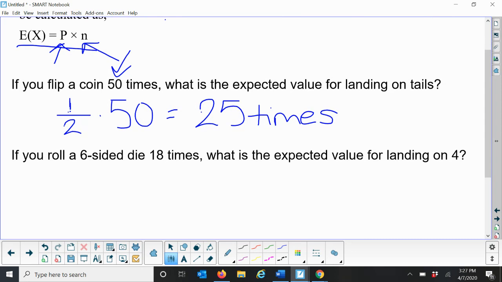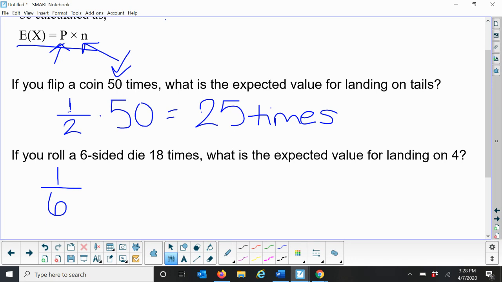For our second example here, we roll a 6-sided die 18 times. What is the expected value for landing on the number 4? Well, if it's a 6-sided die, the numbers are 1, 2, 3, 4, 5, and 6. What is the probability of landing on 4 with a 6-sided die? Well, the 4 is going to show up 1 time on that die out of 6 sides. So that's going to be my probability there.